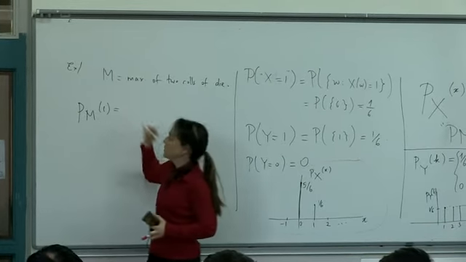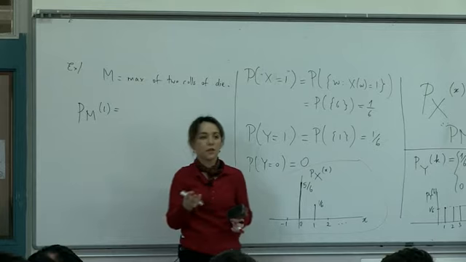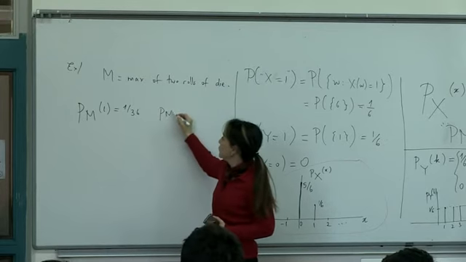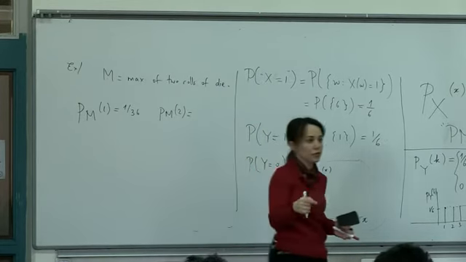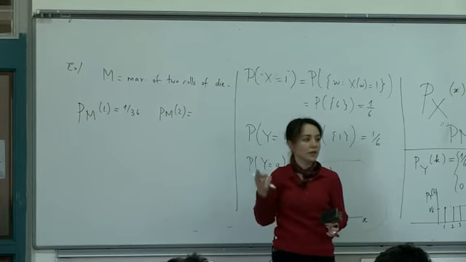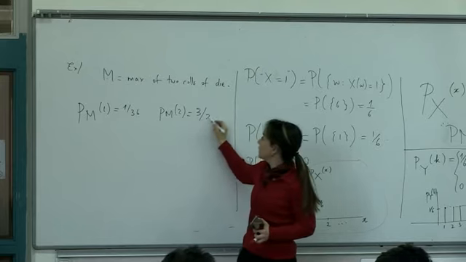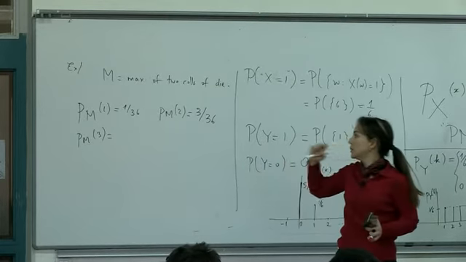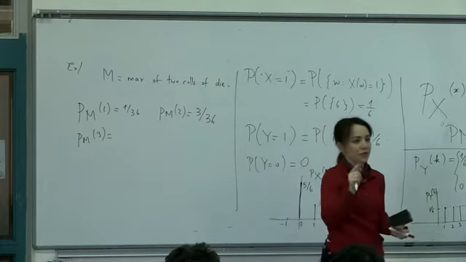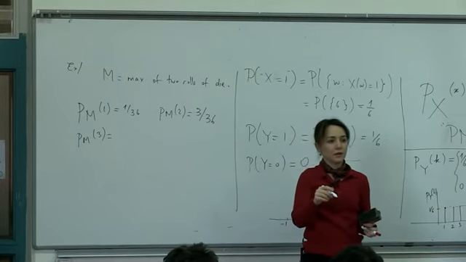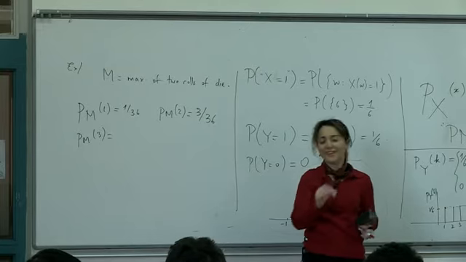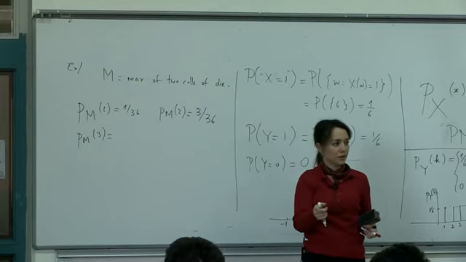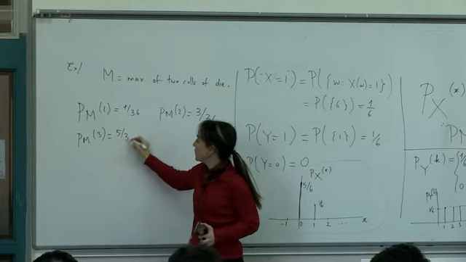P_M of 1 is the probability that the maximum is 1. That happens only if we get the outcome (1,1), which has probability 1 over 36. P_M of 2 corresponds to the set (1,2), (2,2), (2,1). Sorry, I said (1,1) earlier, but it's (1,2), (2,2), (2,1), 3 outcomes out of 36 equally likely outcomes, which is 3 over 36. For the maximum to be 3, the possibilities are (3,3), (3,2), (2,3), (3,1), (1,3). 5 possibilities, so 5 over 36.